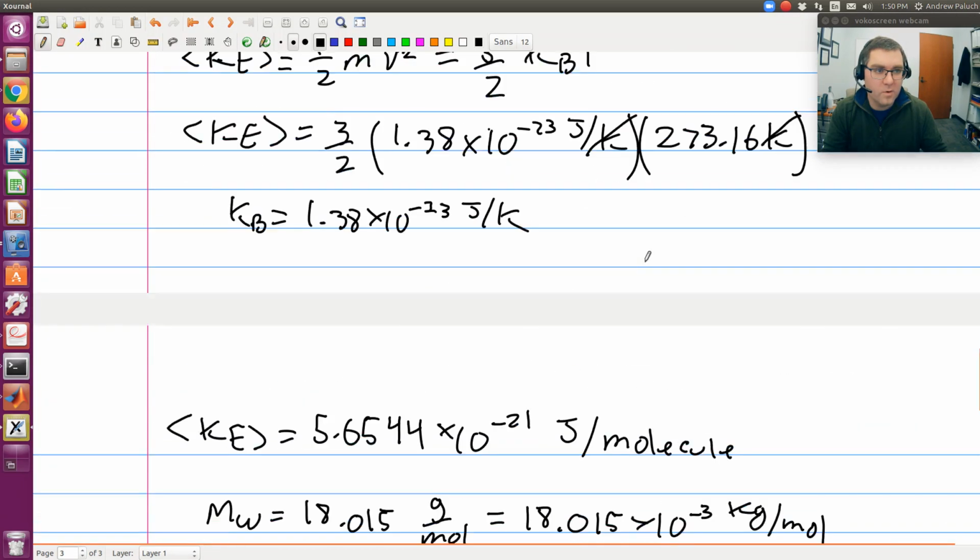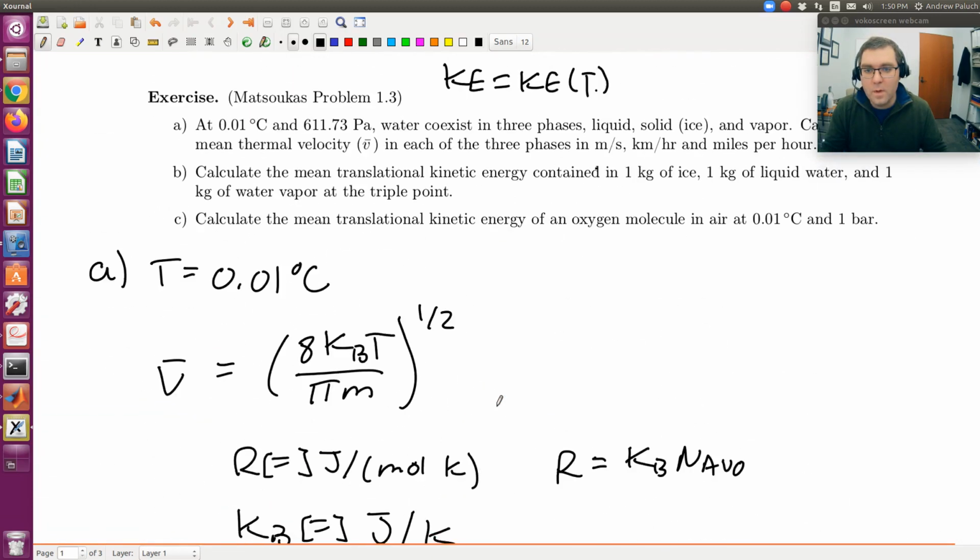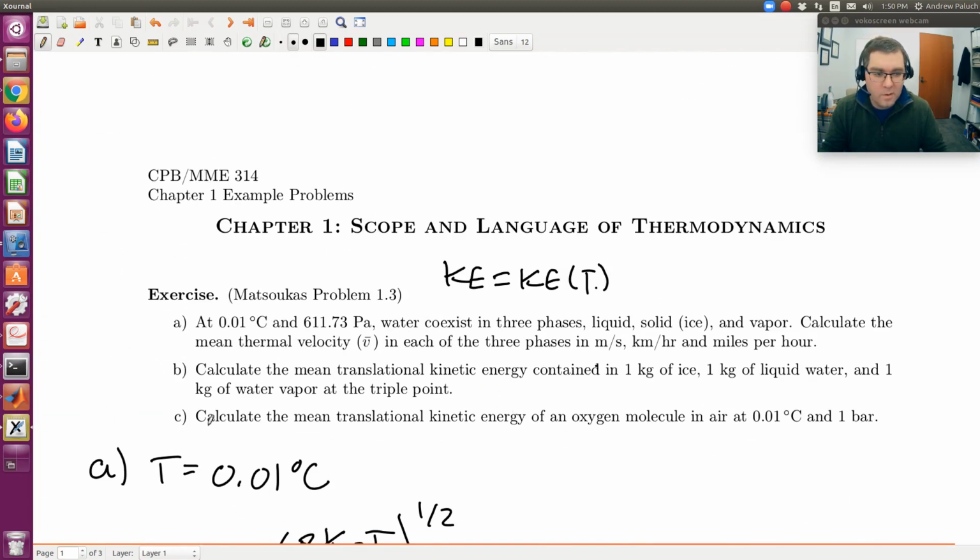And so I don't need to do it for all three phases. All three phases are at the same temperature. And then for the last part, that's the mean translational kinetic energy. And then C, calculate the mean translational kinetic energy of an oxygen molecule at 0.013 degrees C and 1 bar.